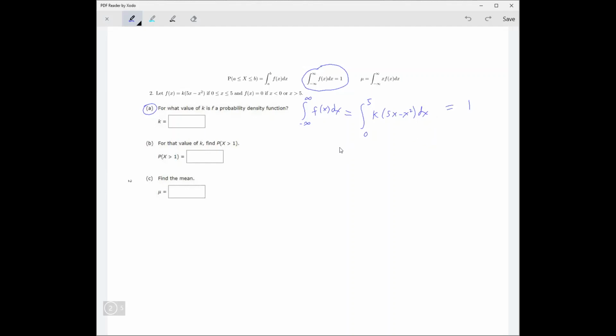So we integrate that. Excuse me, integrating. Why does it equal 1 again? Because of this condition right here. Oh, okay.